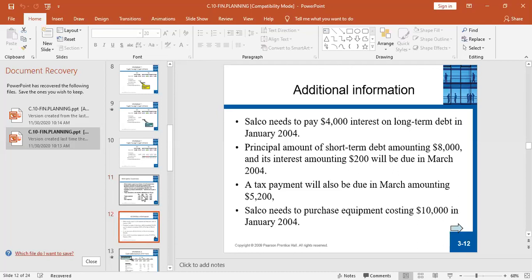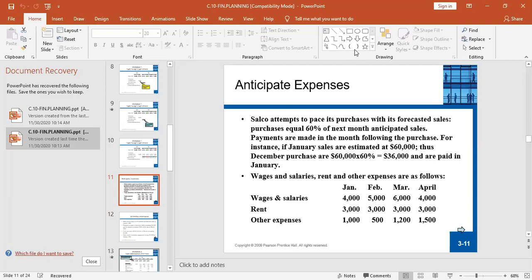Okay, so this is the additional information, which falls under the purchases also. So we will go through this later. So let us do the disbursement for the purchases first.